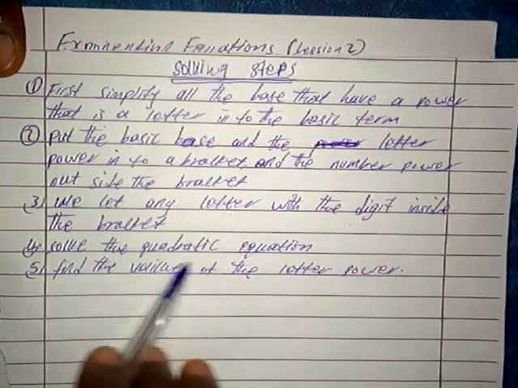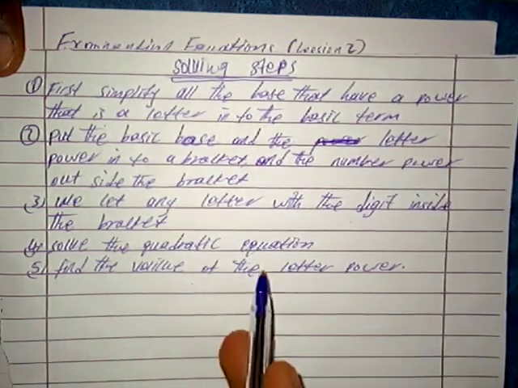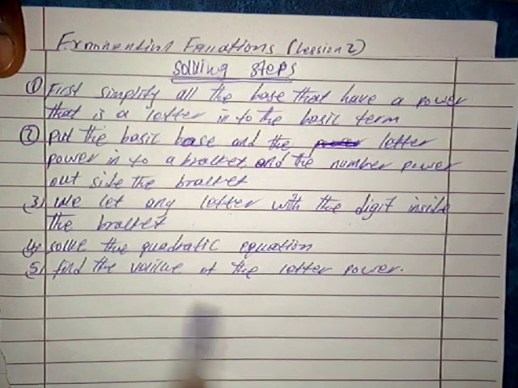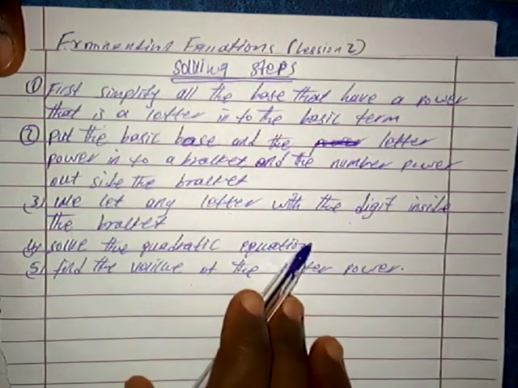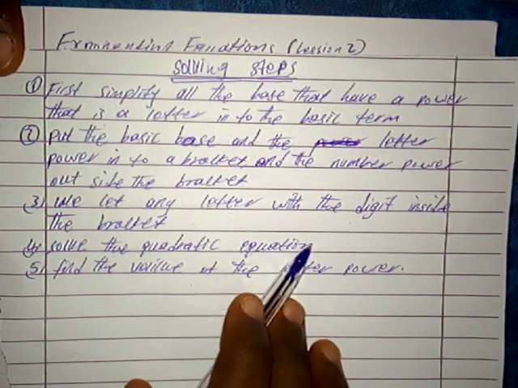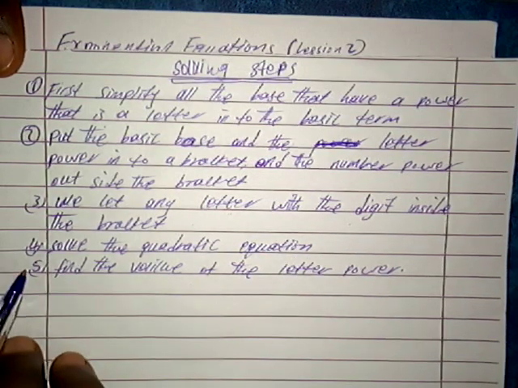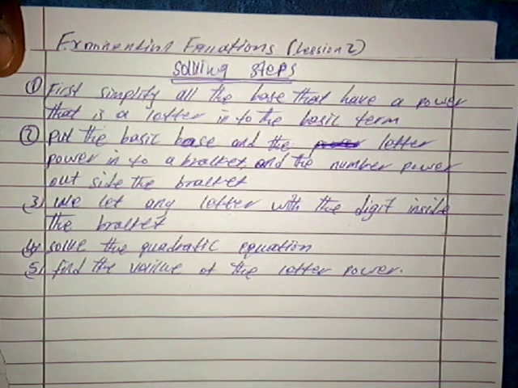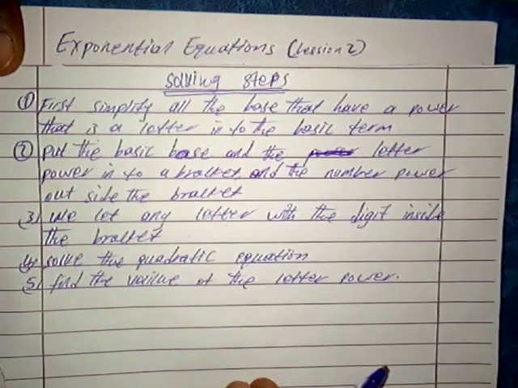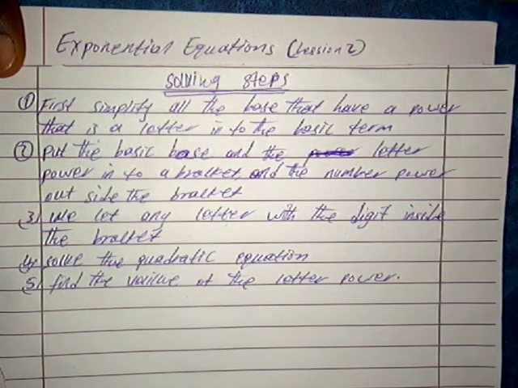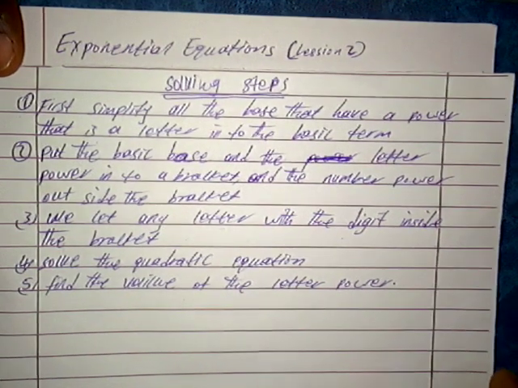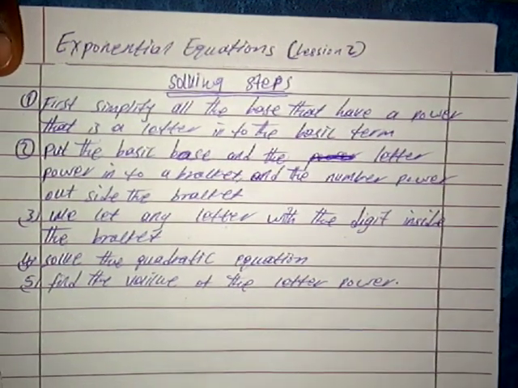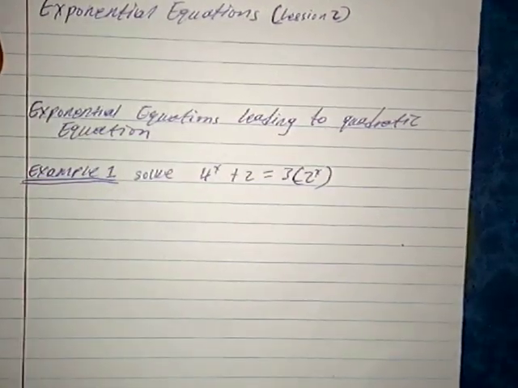But before you solve a quadratic equation, you must first understand how to solve it. If you don't know, I recommend you go and watch on this channel; I precisely taught on that topic. The last step is find the value of the lettered power, right? It means the power that is a letter, find its value. That's the last and final step, right? Good. Now we proceed to solving questions. Thank you. Now we go.